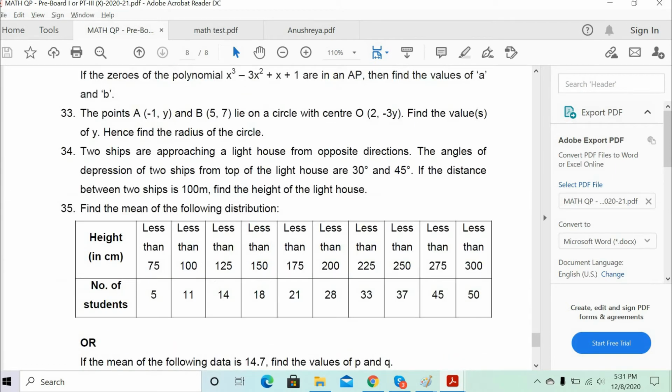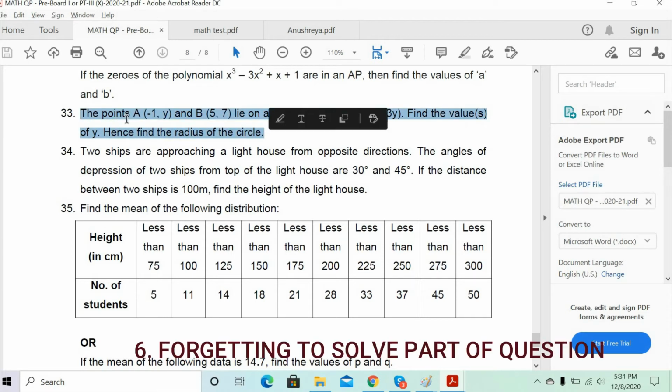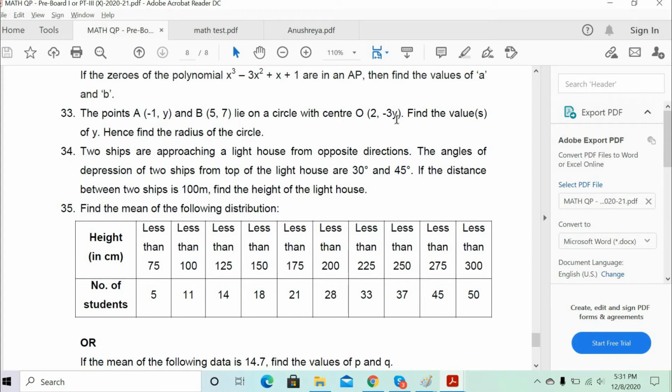Example, let's go to question 33. This question says that the points A (minus 1, y) and B (5, 7) lie on the circle with center O (2, minus 3y). Find the values of y, hence find the radius of the circle. So here let me show you the answer for this question.